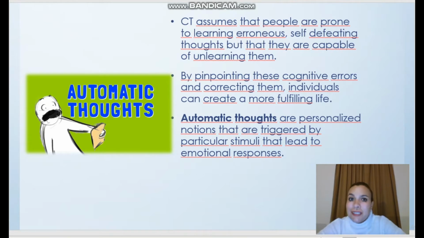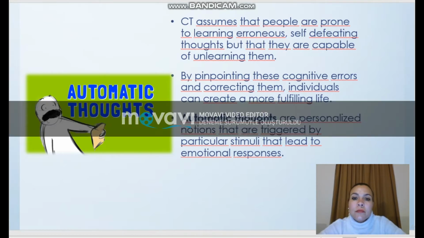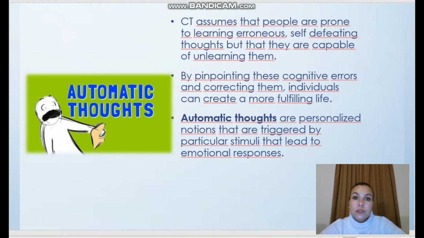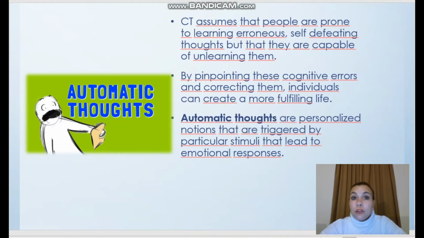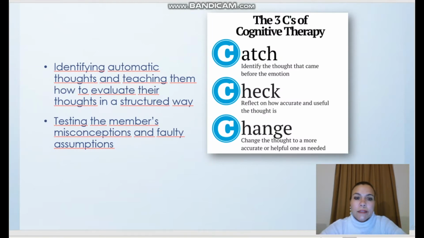Actually, cognitive therapy says that people have some faulty thoughts, faulty thinking, and these automatic thoughts are personalized notions that are triggered by particular stimuli that lead to emotional responses. They say that we human beings learn erroneous, mistaken thoughts in our lives, but the therapy aims to relearn them or unlearn them, okay, to forget those automatic and faulty thoughts.